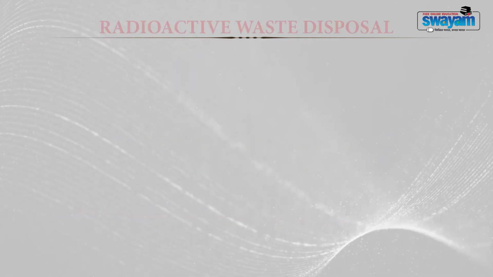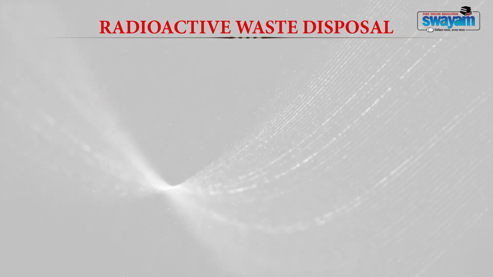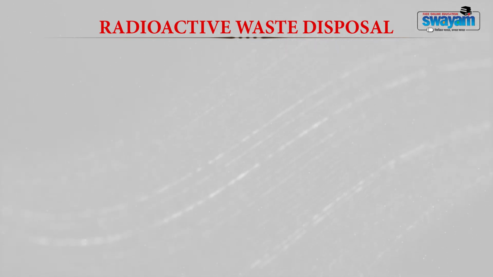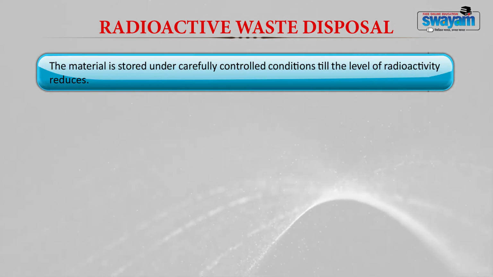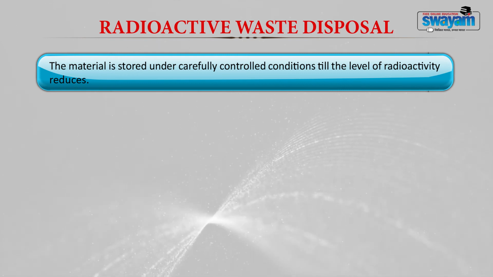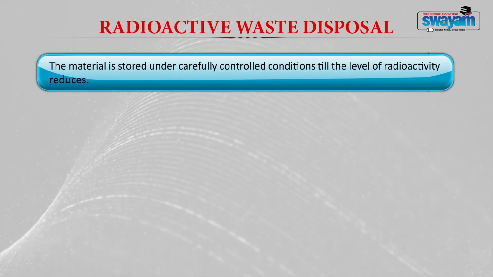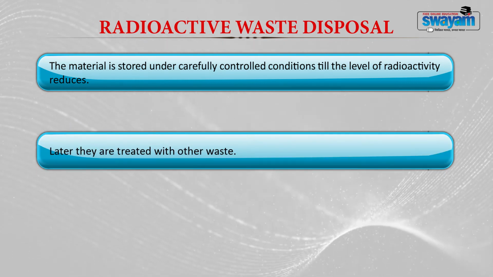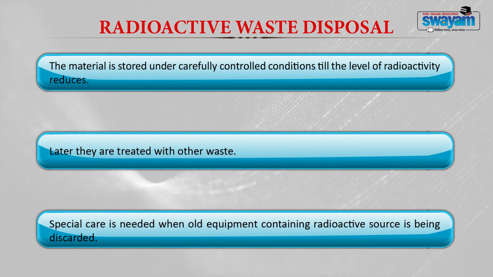The next type of disposal is for radioactive waste. During radiotherapy and other research purposes, radioactive materials are used and generated. The material is generally stored under carefully controlled conditions till the level of radioactivity reduces. That means the radioactivity should be very low. Till that time you have to store it under controlled conditions. Later it is disposed of with other waste. Special care is required when old equipment containing radioactive sources is being discarded.